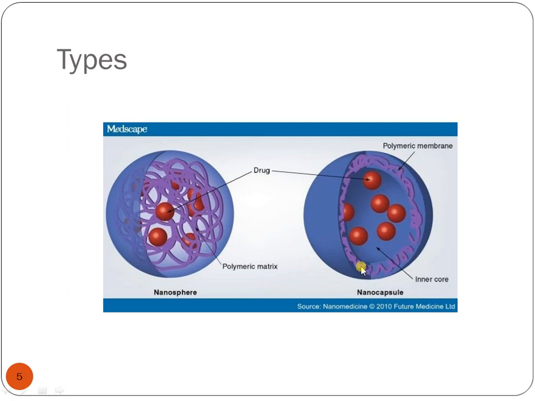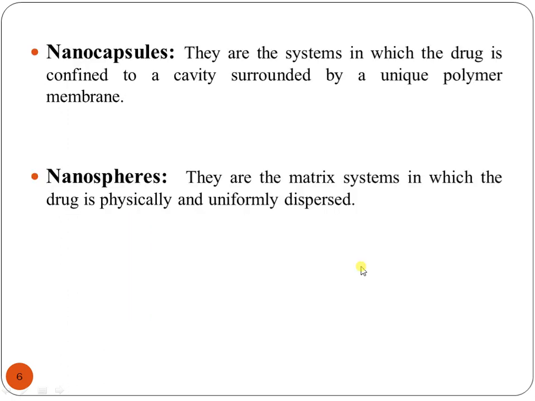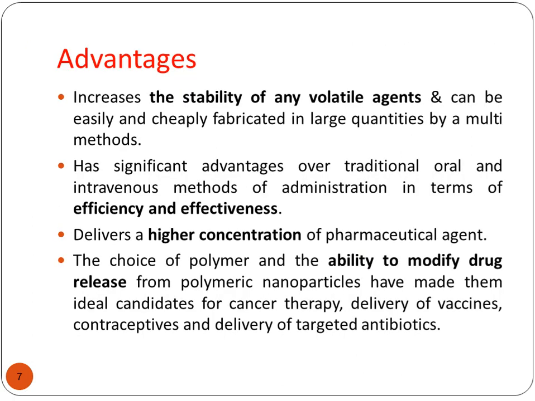So this is nanocapsule. Now what are nanocapsules? They are the systems in which drug is confined to a cavity surrounded by a unique polymeric membrane. And nanospheres are matrix systems in which the drug is physically and uniformly dispersed.